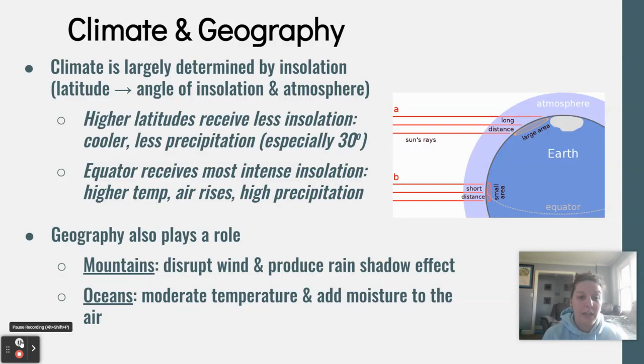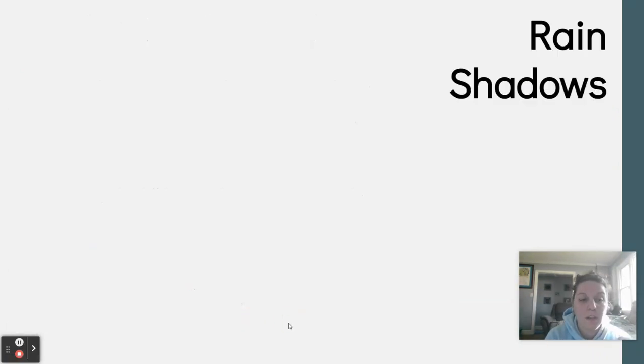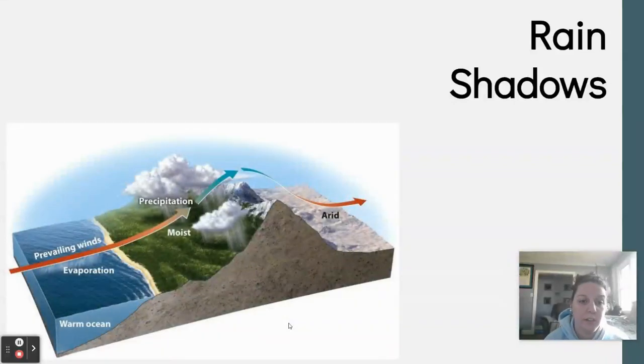The mail came. So they're going to absorb heat when the land is very hot, and they're going to release heat when the land is cooler. So they help to moderate and stabilize temperatures. And then they also add moisture to the air. So let's talk about those rain shadow effects in a little bit more detail.